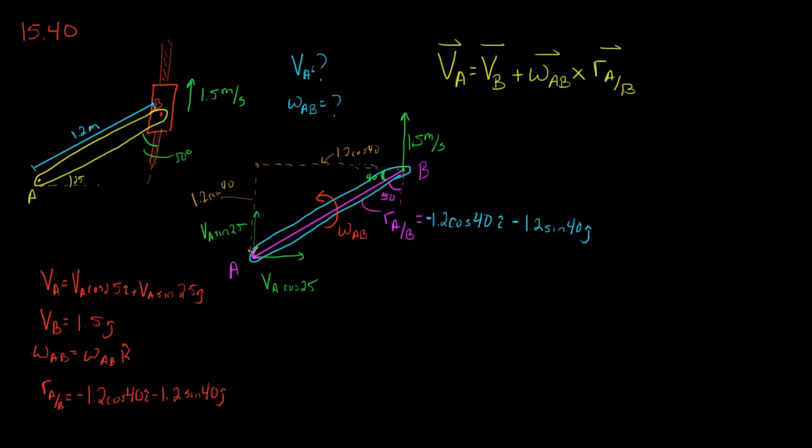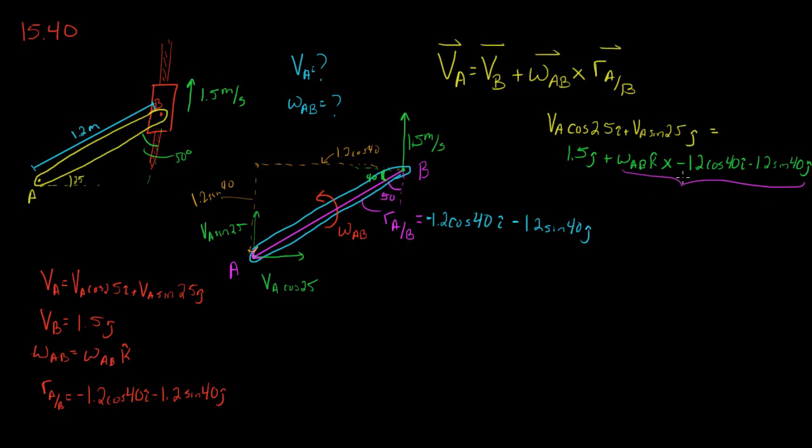So let's plug everything into this equation. When we do that, we get VA times the cosine of 25 i plus VA times the sine of 25 j is equal to, I'm going to run out of room, so I'll just extend it down to this next line, this VB, which is 1.5 j plus omega AB k, which is crossed with minus 1.2 times the cosine of 40 i minus 1.2 times the sine of 40 j. Let's take a look at this cross product right here.